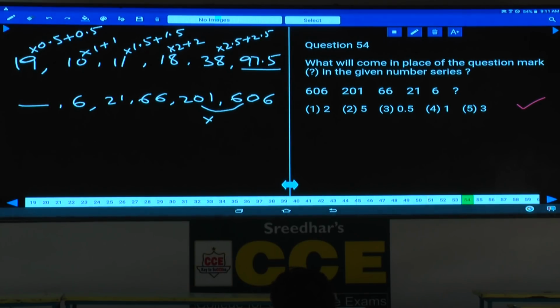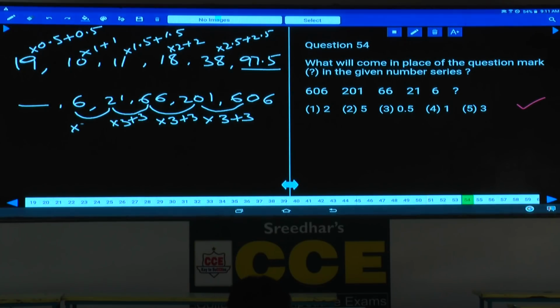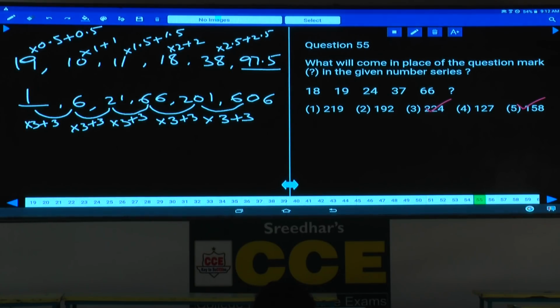Now 201 into how much? 3. 201 into 3, 603 plus 3 is 606. Here 66 and 201. 66 into 3 is how much? 198 plus 3 is 201. And 21 and 66, 21 into 3, 63 plus 3 is 66. Now 6 into 3, 18 plus 3, 21. Then what should be the next one here? Into 3 plus 3 must be 6. Hence, what will be your answer here? 1. Now, 1 into 3 is 3, plus 3 is 6. Then, what is the missing number here? 1. Choice 5. Choice 4. Question number 54, choice 4.